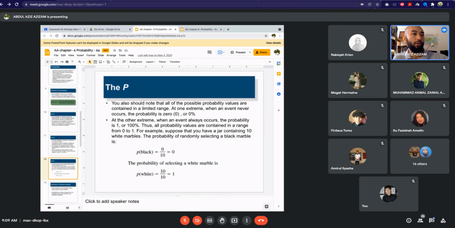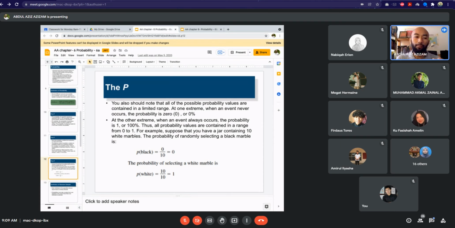For example, suppose that you have a jar, okay. So, kita ingat P selalu kita akan tulis dalam bentuk proportion. Ini dalam bentuk proportion. P we always write in a form of proportion. Okay, 0 point something. Okay, jawapan proportion ni antara 0 hingga 1 saja. Okay, for example, for the case of there is no chance to occur.